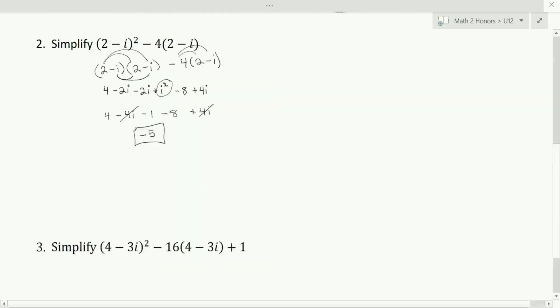I'm going to have you try that on your own for this next one: (4 minus 3i) squared minus 16 times (4 minus 3i) plus 1.